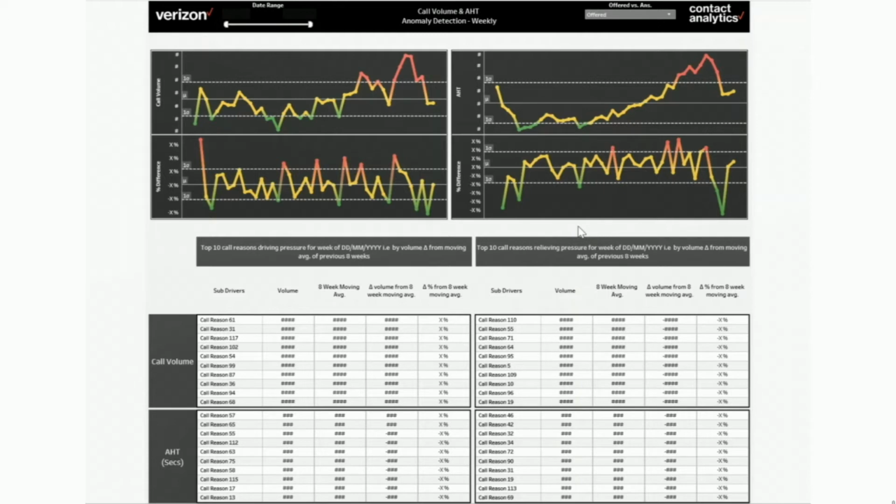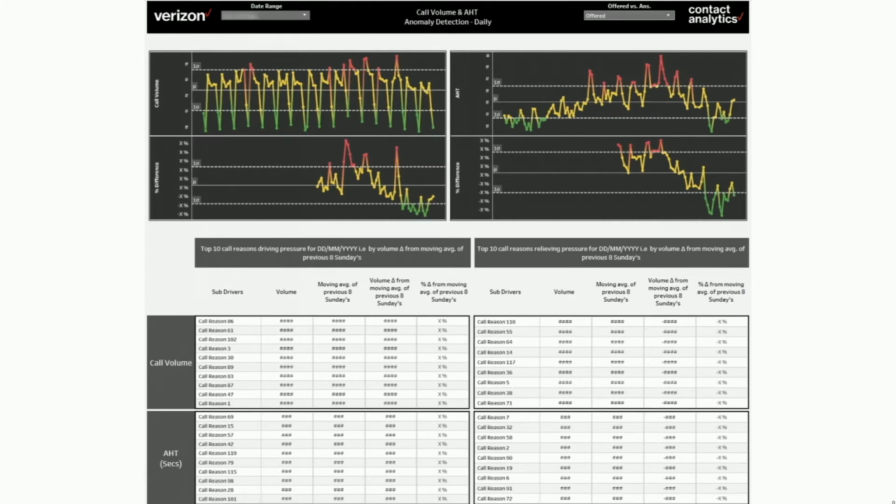And so we got a request to get further granular. So not only check the volatility levels on a weekly basis, but let's look at certain events like when the iPhone launches, right? Let's look at a daily level. So the next view is actually comparing every single day and how it has performed with respect to our baseline thresholds. One interesting thing is you can see the top 10 call reasons driving pressure for that given date by volume change from moving average of previous 8 Sundays, right?